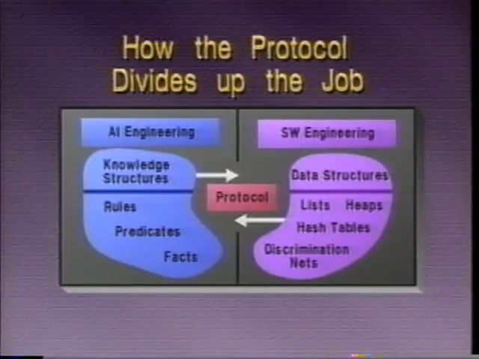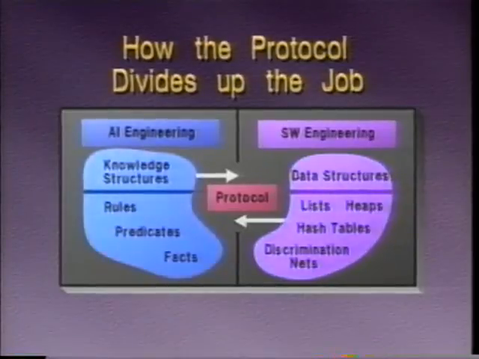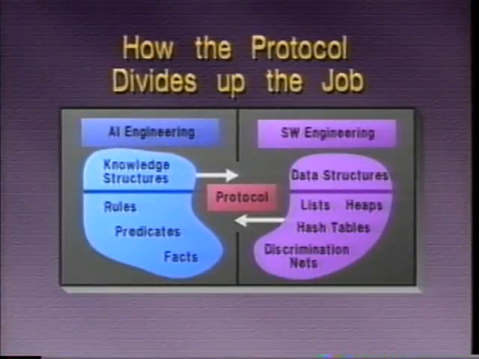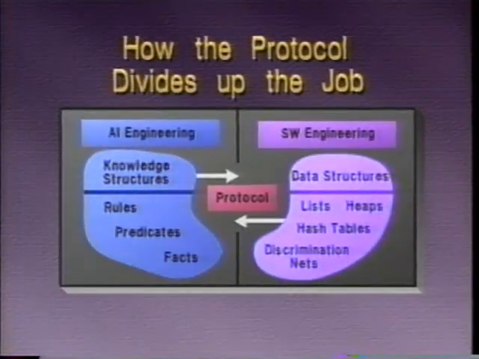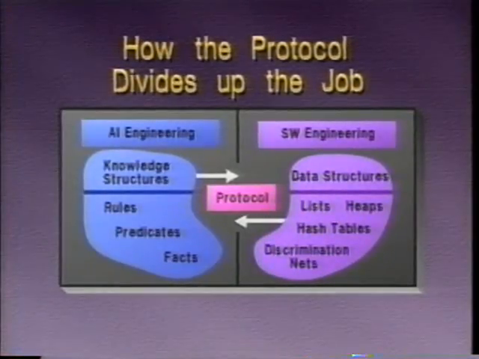Joshua divides the work of writing an AI program into two pieces, the AI engineering part and the software engineering part. The AI engineer concerns himself with predicates and rules. He cares only about what they mean, not how they're stored. The software engineer concerns himself with data structures like discrimination nets, hash tables, and so on. He concerns himself with how they're stored and looked up, not what they mean. These can be two different people. They only need to talk to each other via the protocol of inference.